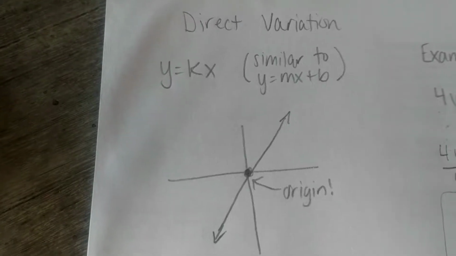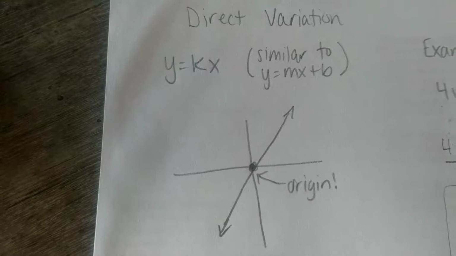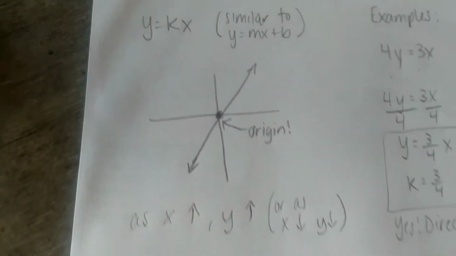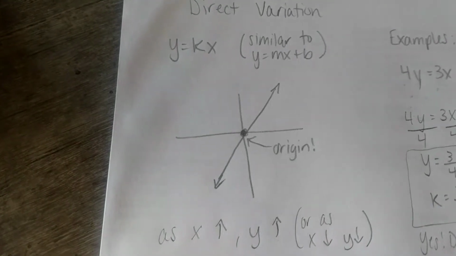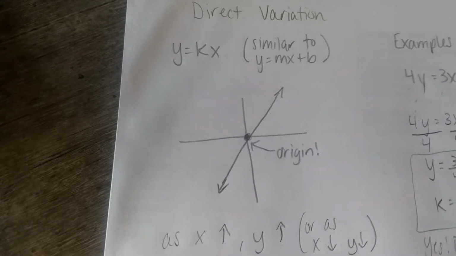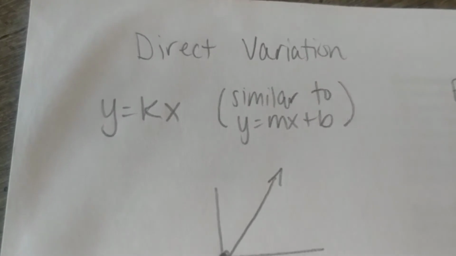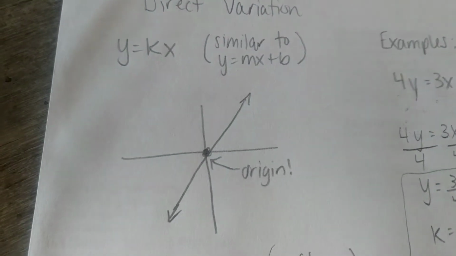Hi everyone, I just wanted to have a couple clarifying questions on the summer assignment regarding direct variation. So direct variation essentially means that as x increases, y increases, or as x decreases, y decreases. So your equation for direct variation is y equals kx, which is similar to y equals mx plus b, but you'll know that there's no b, meaning that it has to pass through the origin.